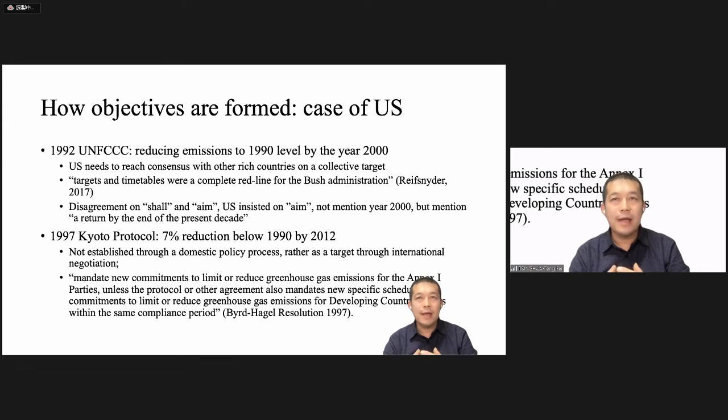And there was even no mention of the year 2000, and the timetable was replaced with a looser and softer wording: by the end of the present decade. And then we enter into the Kyoto Protocol era, which is generally 1997.